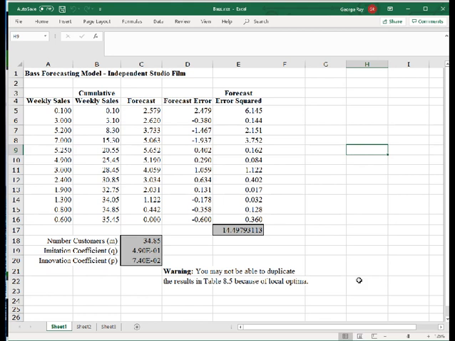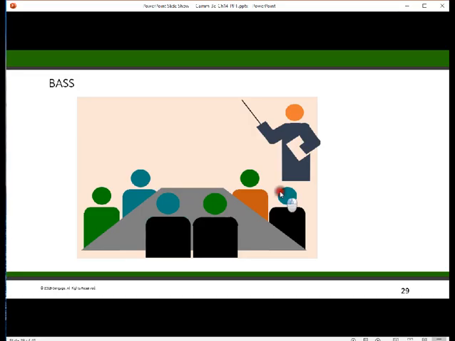So what we are looking at is we want to minimize the error in the particular forecast that we're making. So that's what we're going to minimize here. And the Bass formula uses these parameters. So let's take a look at those parameters.